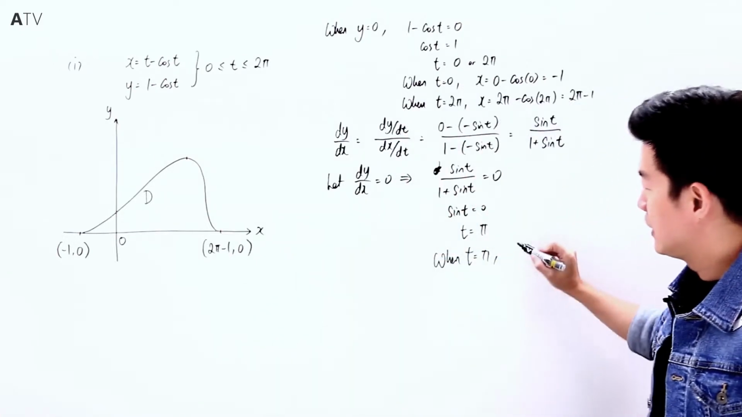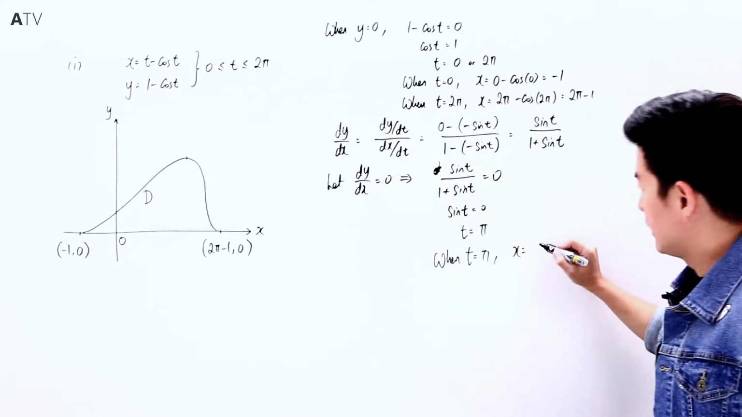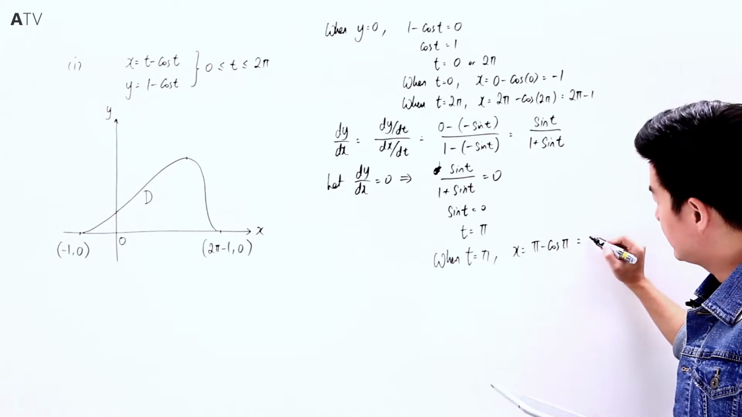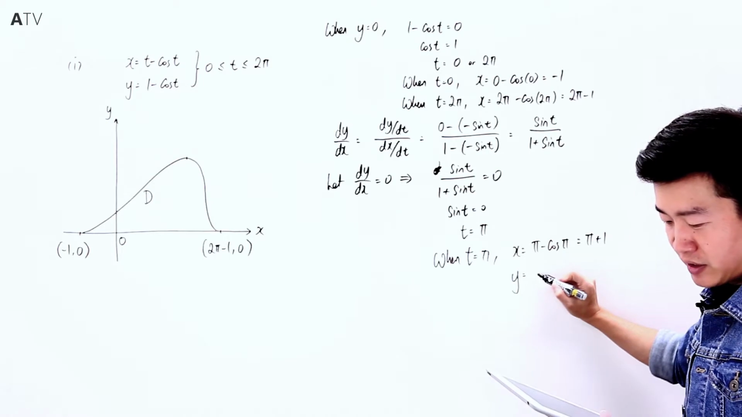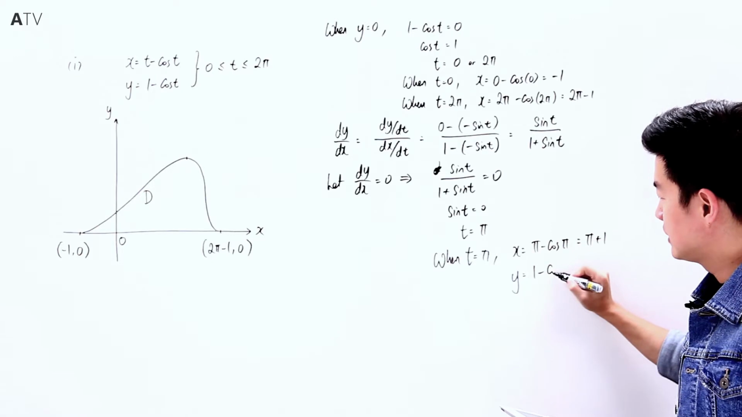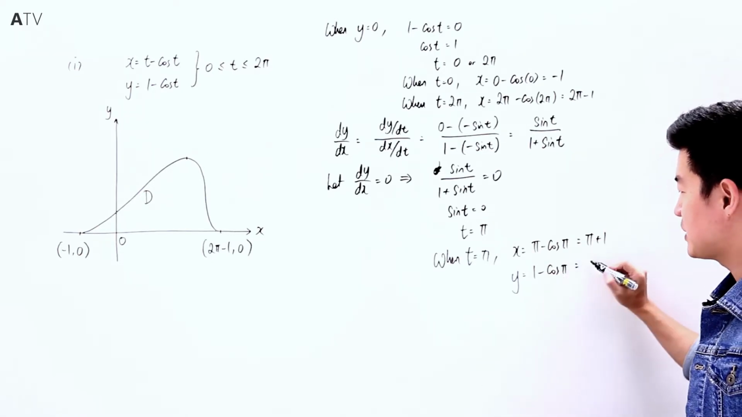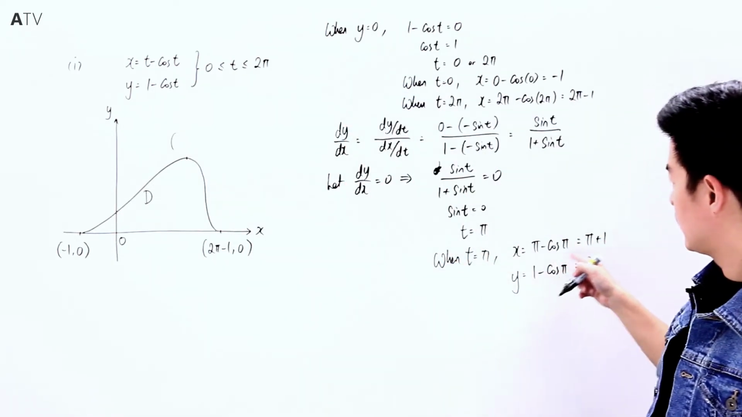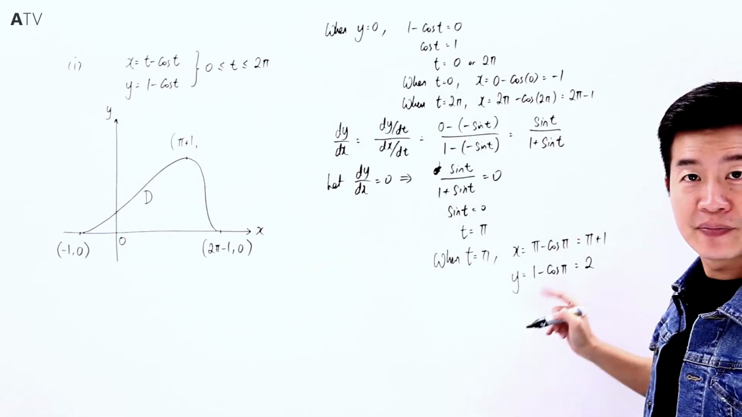And when t is pi, what I want to do is to find the corresponding x and y coordinates. So x is going to be equal to, substituting pi into there, pi minus cosine pi. Pi minus cosine pi here will be pi minus minus 1, pi plus 1. And the y coordinate will be, substituting into here, 1 minus cosine pi. Cosine pi is minus 1, so 1 minus minus 1 is 2. So this point here will now bear the coordinates pi plus 1, and the y coordinate is 2.